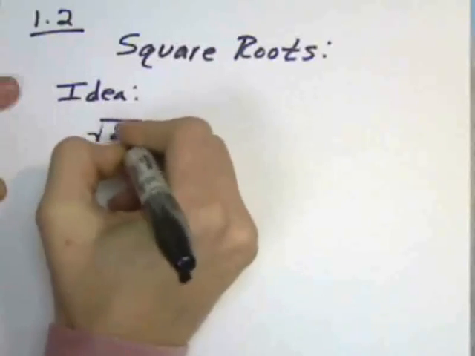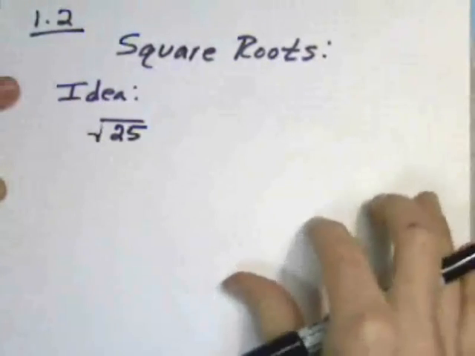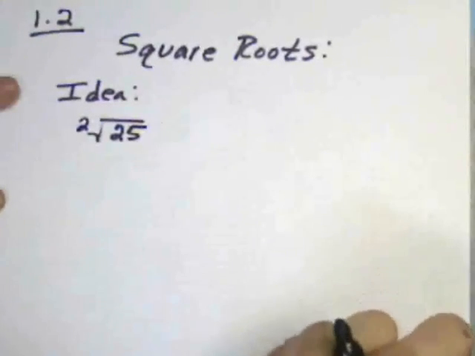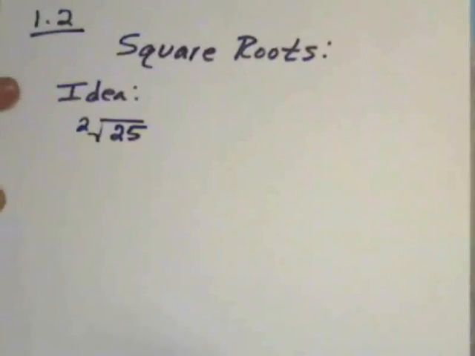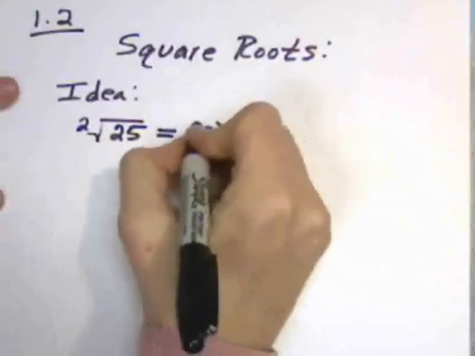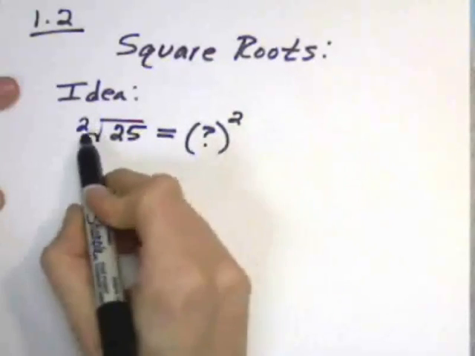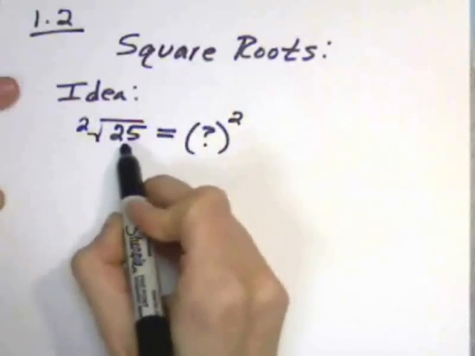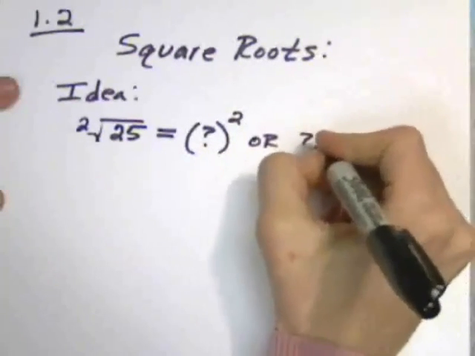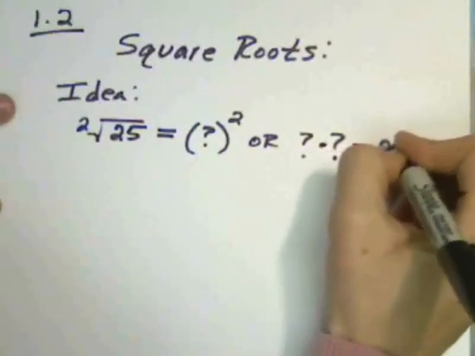When asked to find the square root of something, you're actually being asked what times itself gives you the original number under the square root bar. Because actually here, there is an invisible 2 over the square root bar. So the idea is that this is asking you what to the power of 2. See how that corresponds, the invisible 2 with the power of 2? What to the power of 2 will give me 25? Or you could think of it as what times itself equals 25.